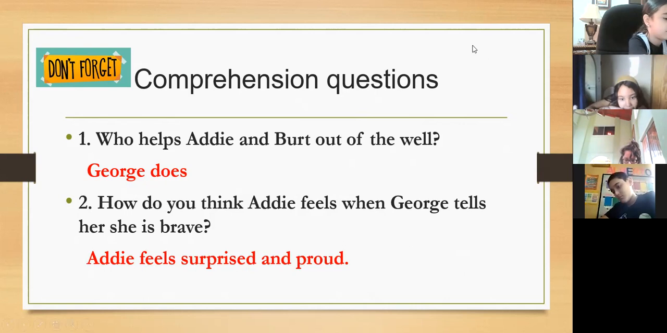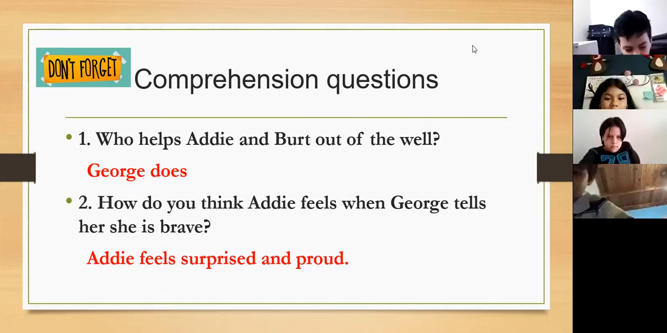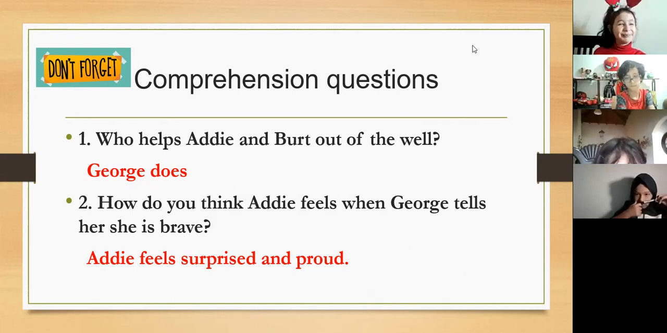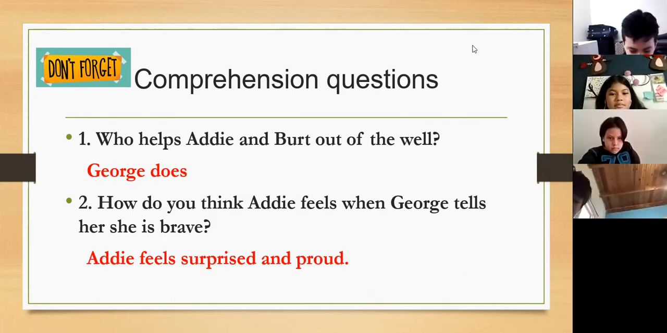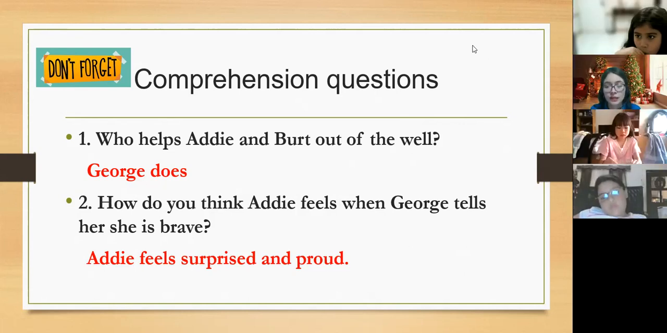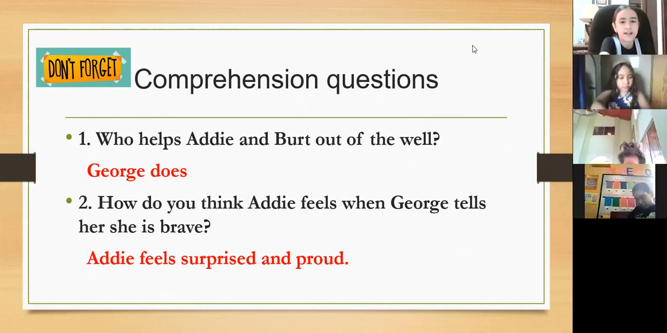Okay, what else can we say about Addie in charge, class? What else do you remember about this story? She has a doll. Only one question. So at the end, is she out of the well, or did she stay in the well? Addie and Bert are outside, that's right, because George helped them. So Addie and Bert stay with George, the eldest brother.